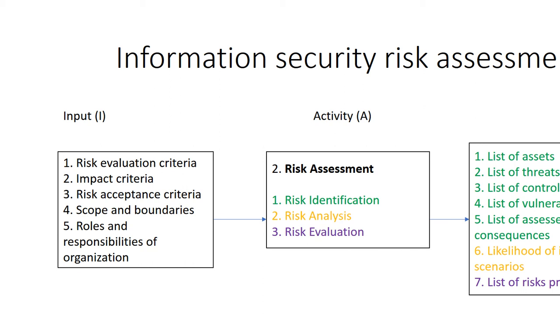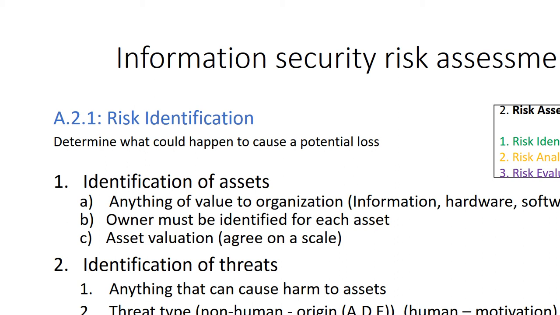Here you can also see that I used three different colors in the activity and in the output section also. Each color defines how they are related to each other. It means that outputs number 1 to 5 are coming from risk identification, number 6 is coming from risk analysis, and number 7 is coming from risk evaluation. Now we go to the first sub-activity of risk assessment, that is risk identification.